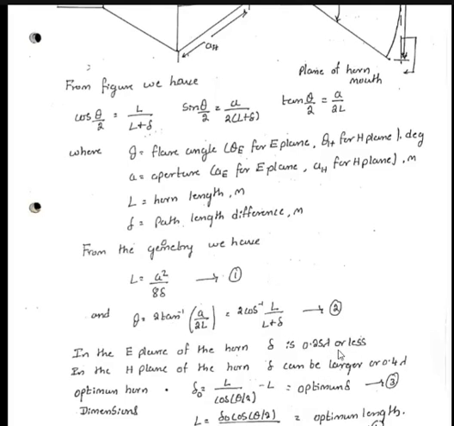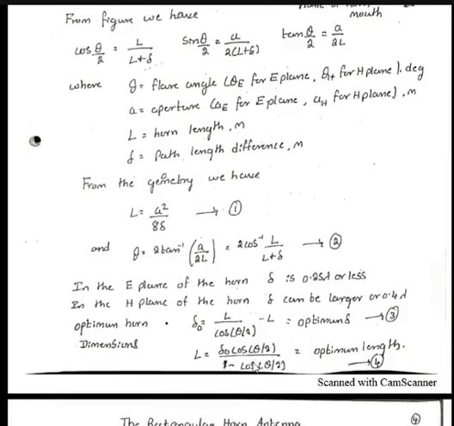It should be less than, then only it will be operating as an E plane here. And if at all we have an H plane here, then the delta can be larger or greater than 0.4 lambda here. Okay, so now there are some dimensions here that have been given.